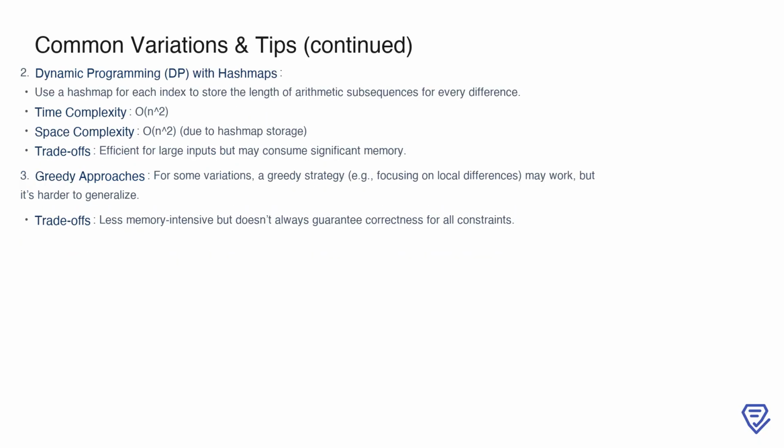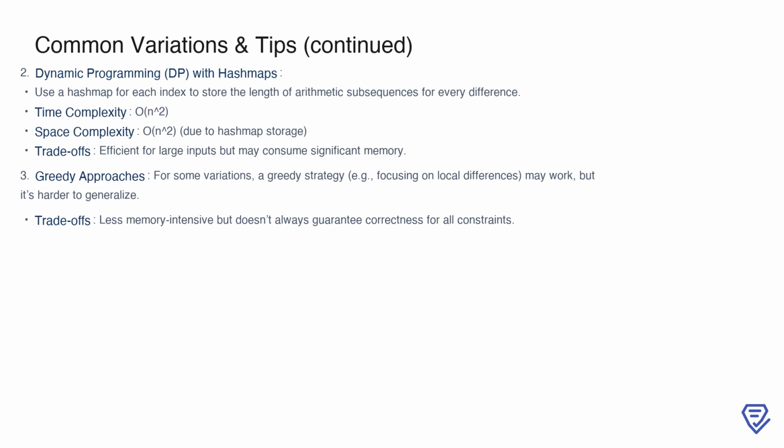A more efficient approach involves using dynamic programming with hash maps. Here, each index in the array is associated with a hash map that tracks the length of arithmetic subsequences for every possible difference. This allows you to build on prior results efficiently. The time complexity for this approach is n squared, which is significantly better than brute force, but it does come with a space complexity of n squared, due to the hash map storage. While this makes it well suited for large inputs, the memory usage can be a concern, especially for constrained environments.